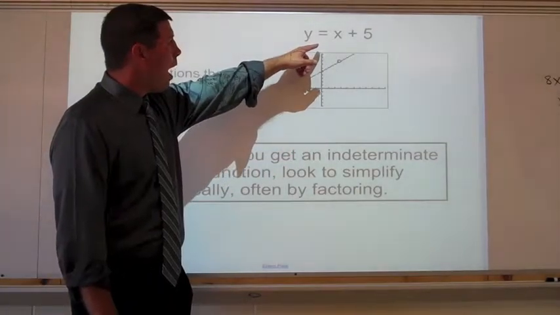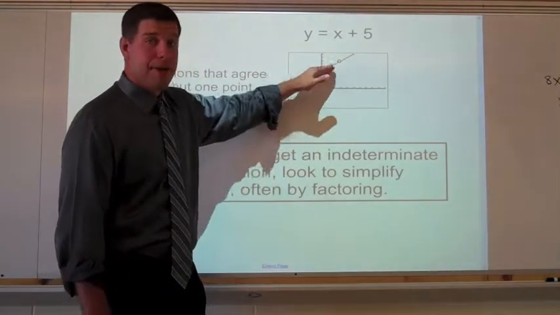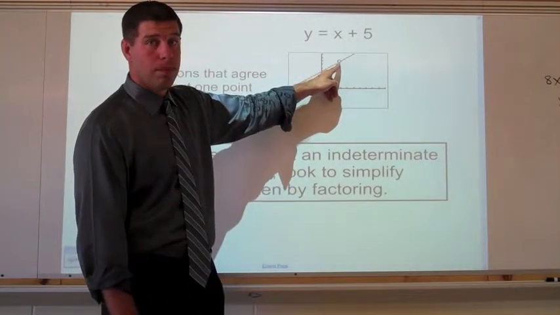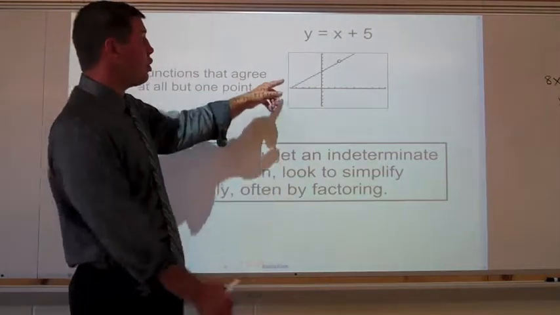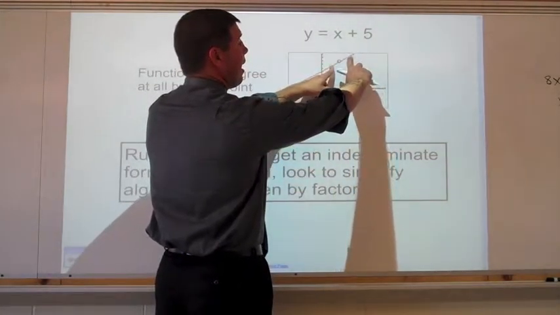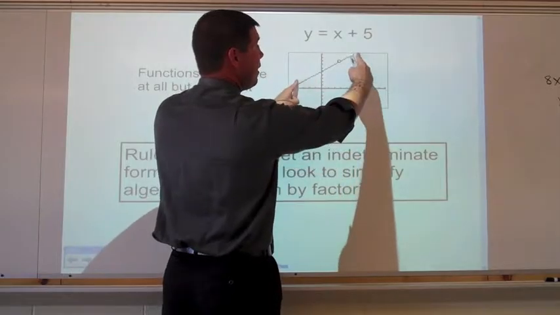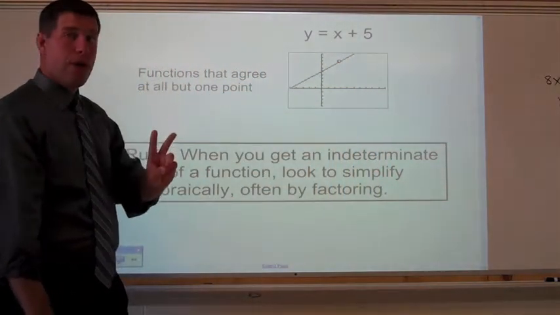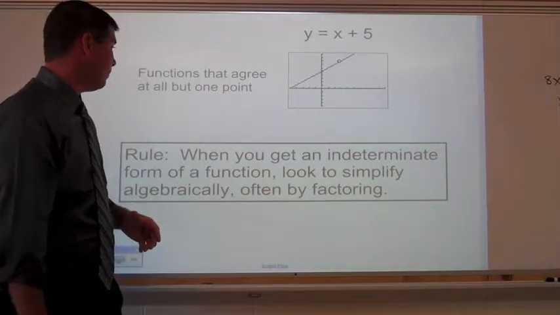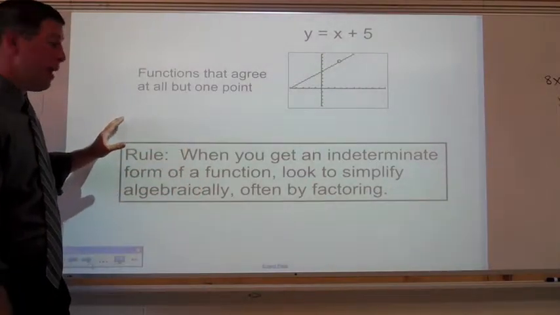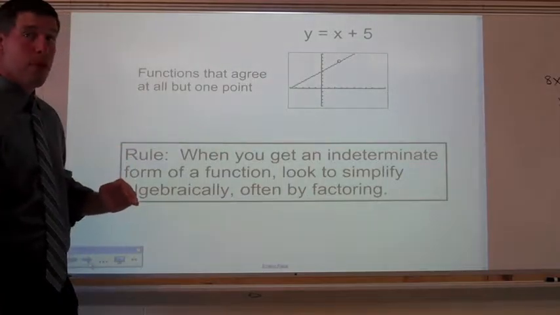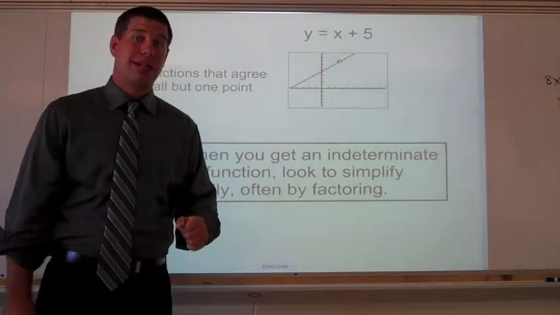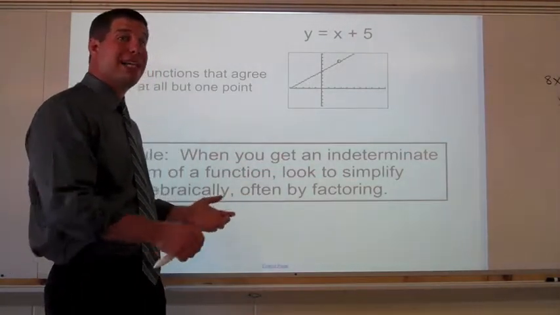Here's a picture of it. y equals x plus 5 is this graph here. But we have to exclude the value at x equals 3, so we have an open circle. As you can see, using a graphical approach here, if you trace this function from both sides, the limit as x is getting close to 3 is in fact 8. Two functions that agree at all but one point. So a rule you want to think about: if you get the indeterminate form of a function, look to simplify. Oftentimes, factoring is the way to go, the simplest way that will give you an exact answer.